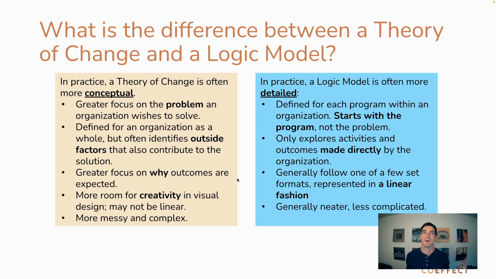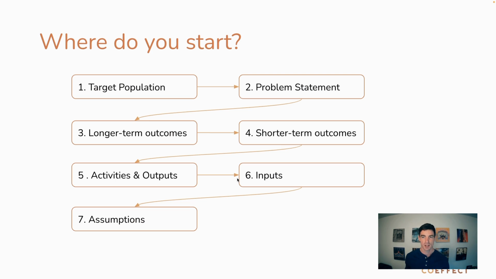So I talked a little bit about sequencing. How do you approach writing this thing? Here's the approach I like. Generally, start by defining your target population, or who, and also get clear on your understanding of the problem that you're trying to solve as an organization.